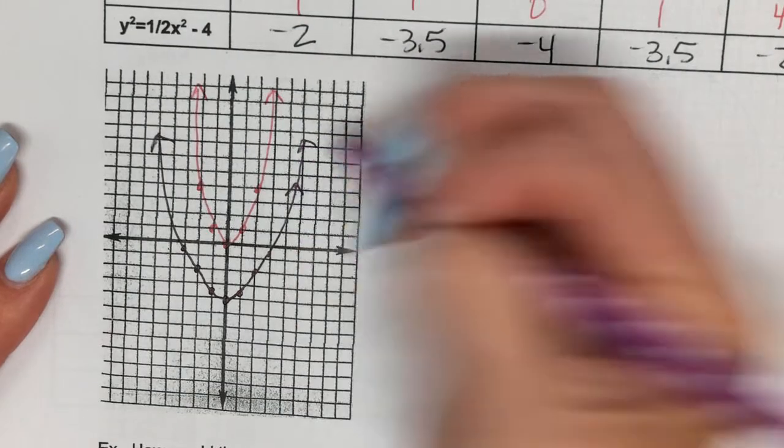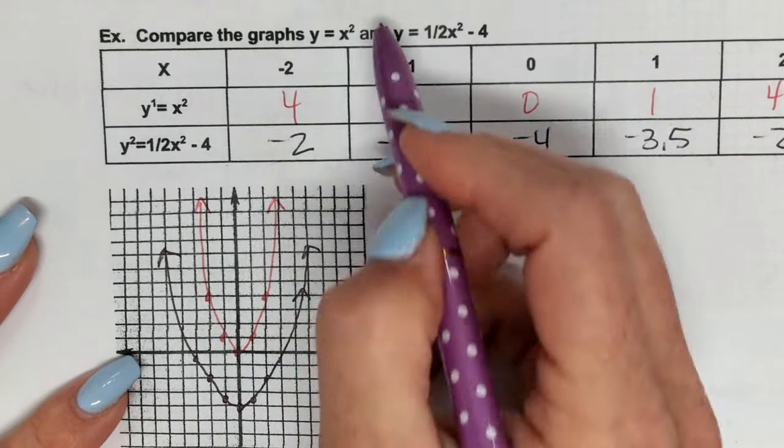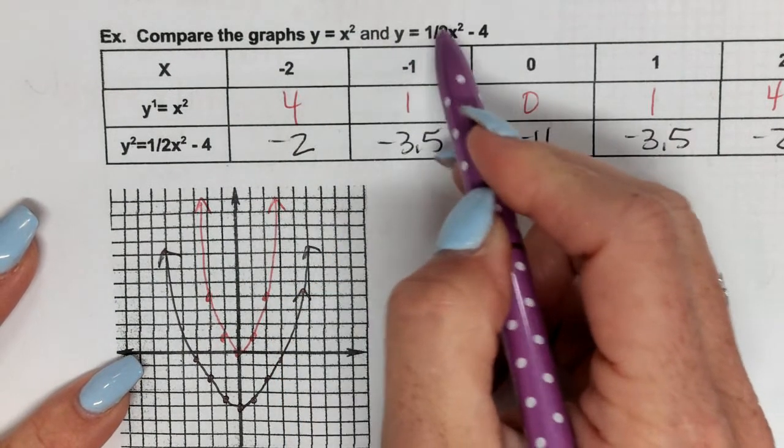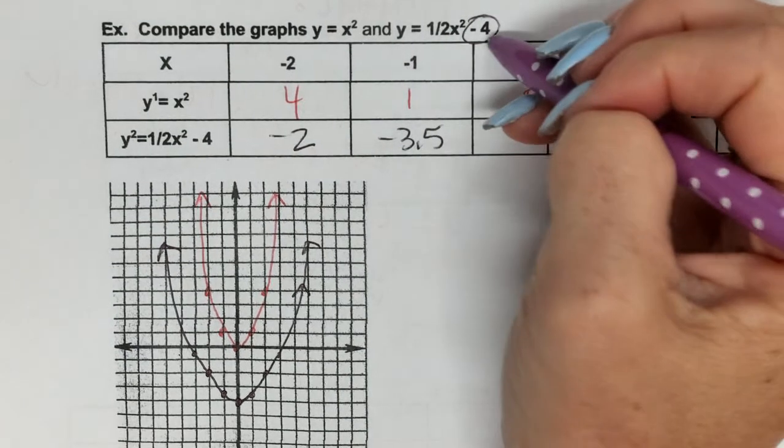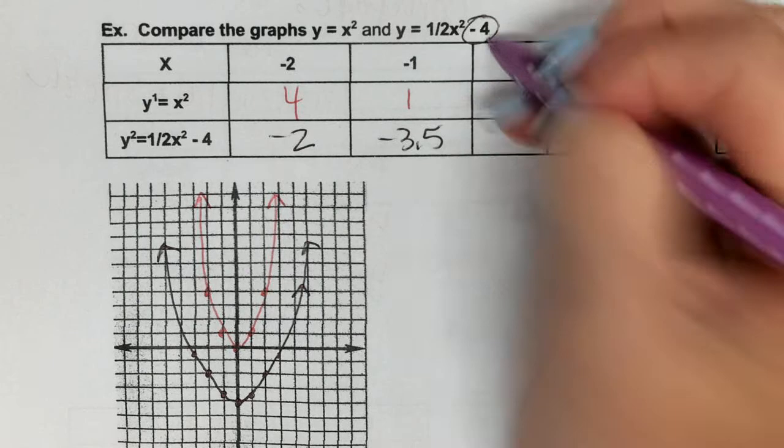So does everybody see what I was saying? This number right here that we multiplied it by 1/2 made it horizontally stretch. Yes? And this number right here shifted it down 4 units.